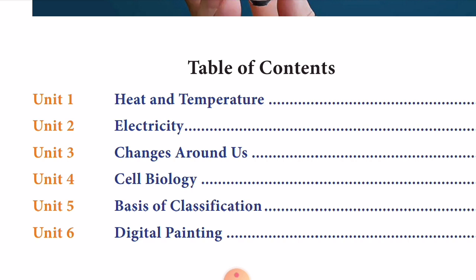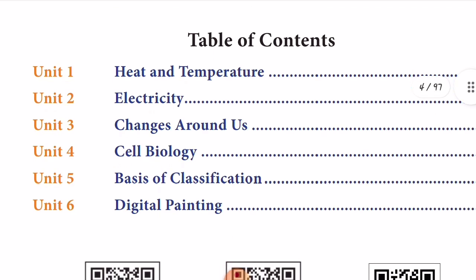Children, today we are going to start the second term. In this term, you have 6 units. The first unit is heat and temperature, which is under physics. The second unit is electricity, which is also under physics. Unit 3 is changes around us. This unit is under chemistry, as you already know.